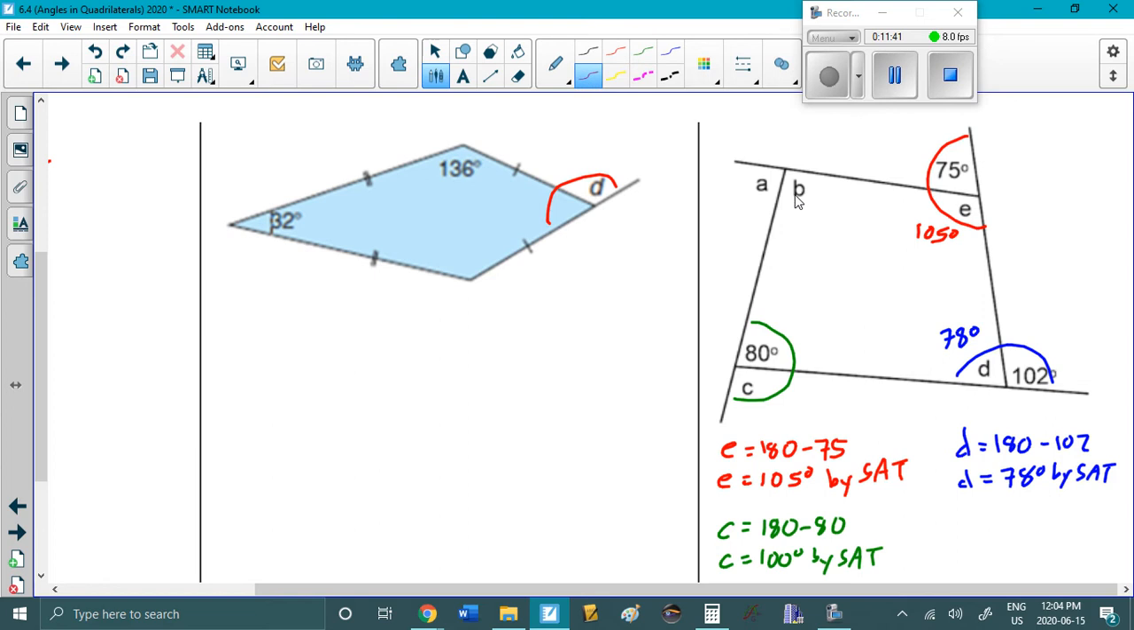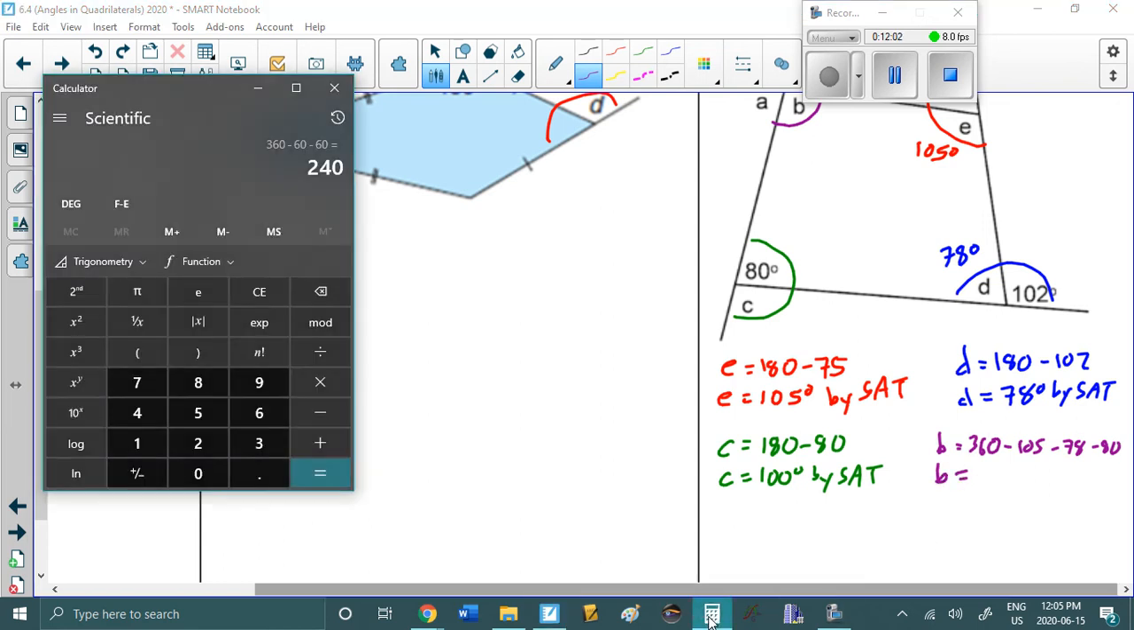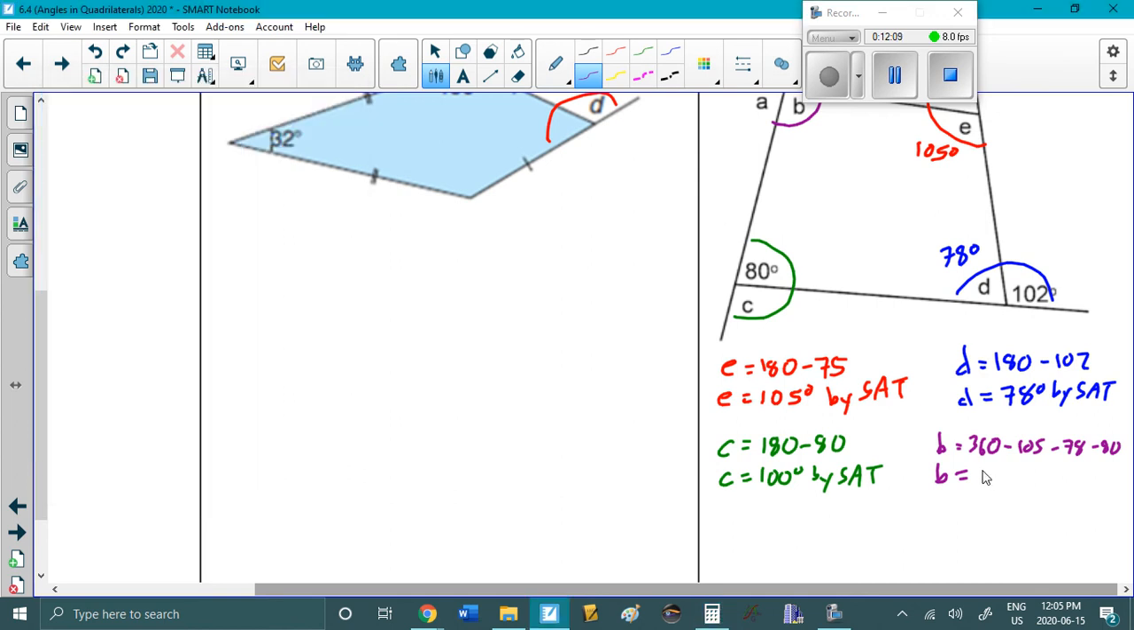And now if we're going to find B, well, we know that all four angles in a quadrilateral always add up to 360. That's today's lesson. So B is 360 minus 105 minus 78 minus 80. And B equals, so 360 minus 105 minus 78 minus 80 is 97. So B is 97 degrees. And that's not SAT, that's IAT because it's all the interior angles, that's the I.